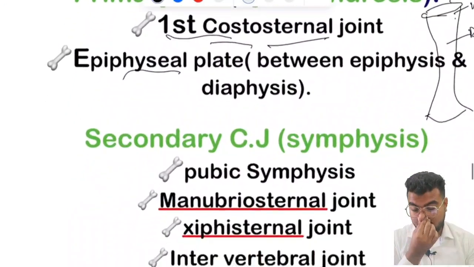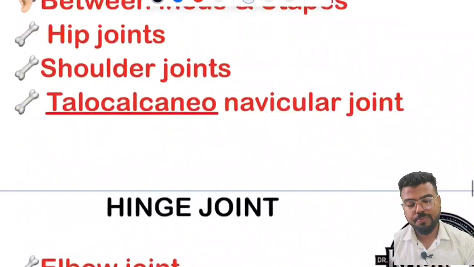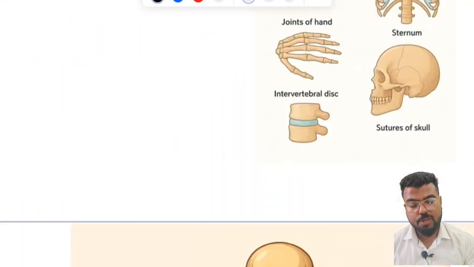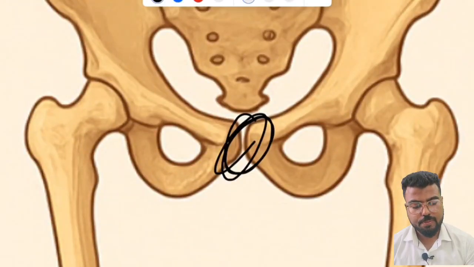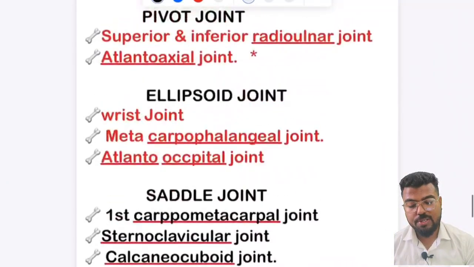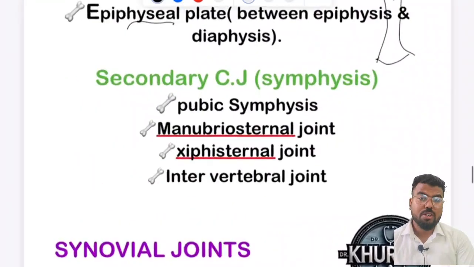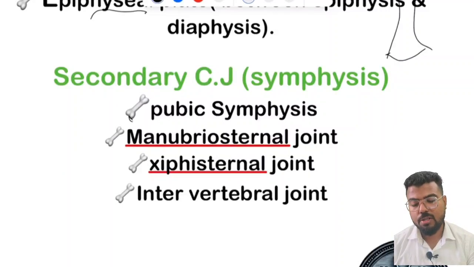And in the secondary cartilaginous joint, there is the pubic symphysis. Pubic symphysis, we will be looking here. This one is the pubic symphysis. In general, it is a secondary cartilaginous joint. The question is generally asked this way: they will show the image, or they can give the question asking which type of joint this is. Then you have to write that pubic symphysis is a secondary cartilaginous joint.